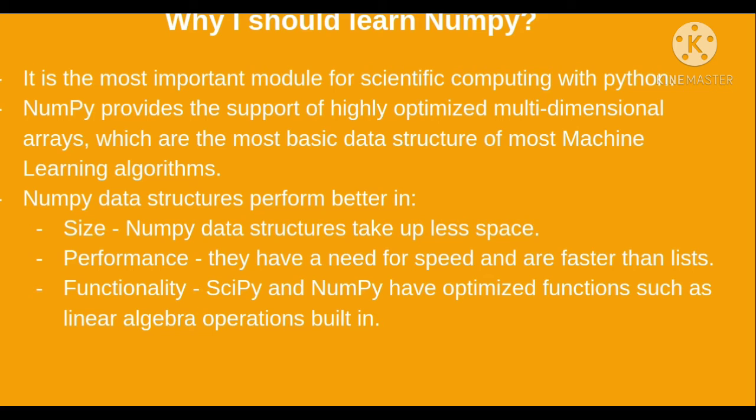Why does Numpy's data structure perform better when a Numpy array is compared with a Python list? It gives us better performance than a list, and its size takes less space, and we can directly save it to our local file as an .npz file. So our Numpy array can be saved into an .npz file, unlike a list. Functionality-wise, SciPy and Numpy have optimized functions such as built-in linear algebra operations.